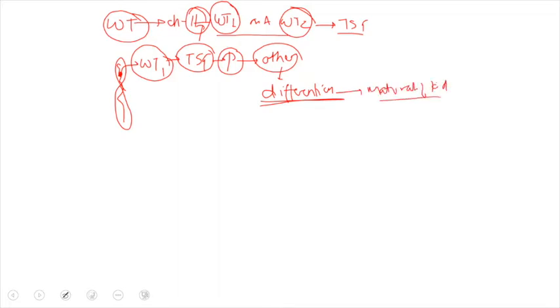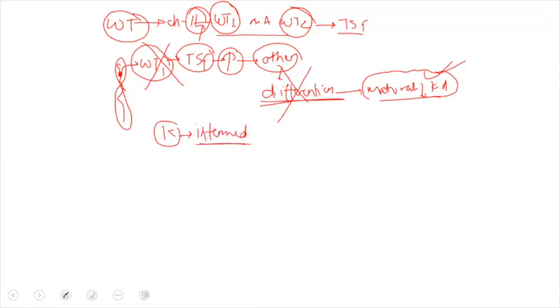So if there is a defect in the WT1 gene, there will not be any differentiation of the kidney components, and as a result it will interfere with the maturation of the kidney, and that will manifest with Wilms tumor. So what I am talking about is that we should know the development of the kidney. The development of the kidney occurs from the intermediate mesoderm. So the development of the kidney occurs from the intermediate mesoderm.